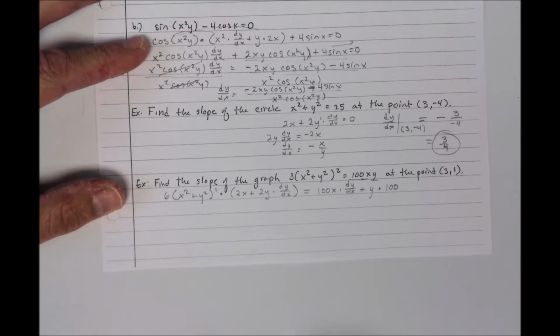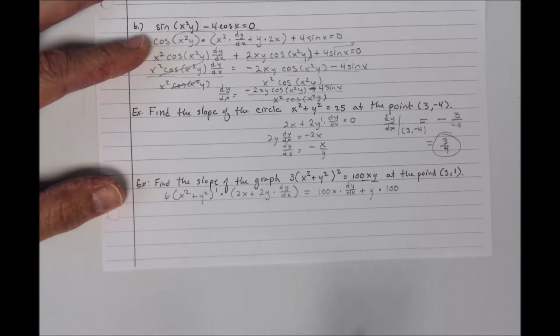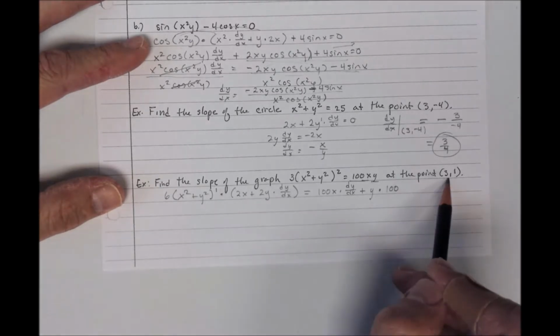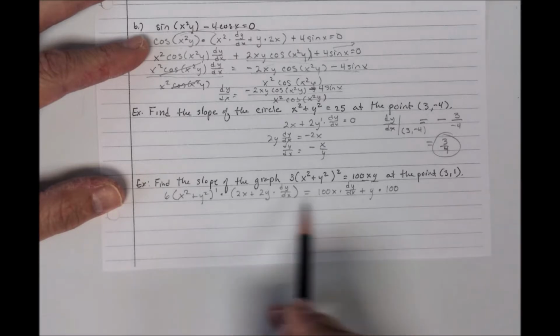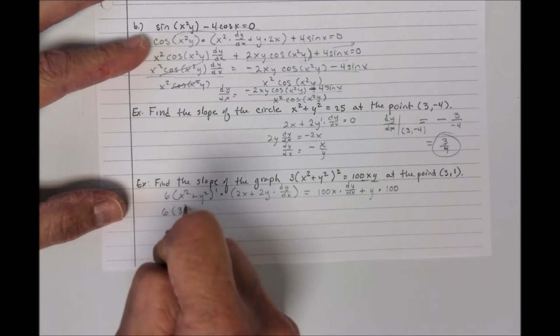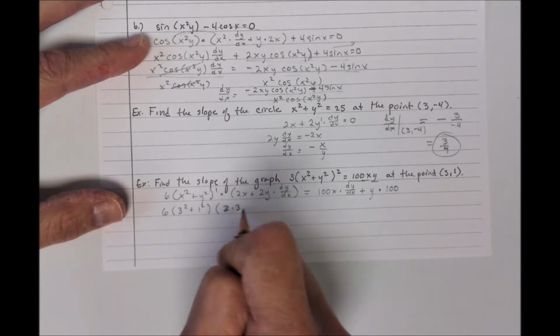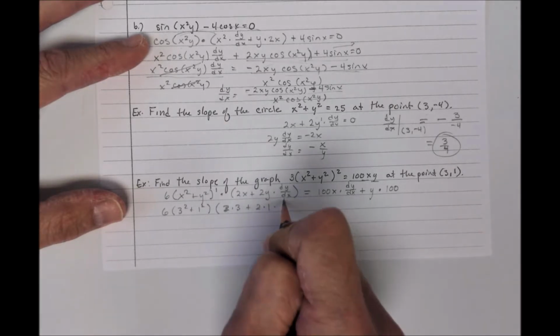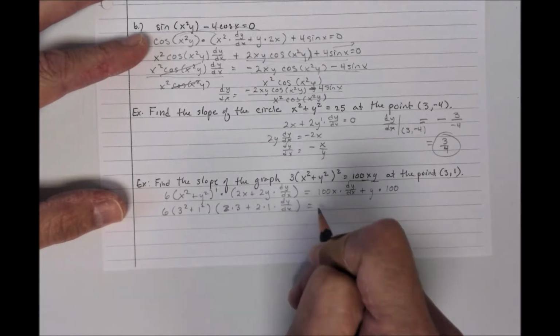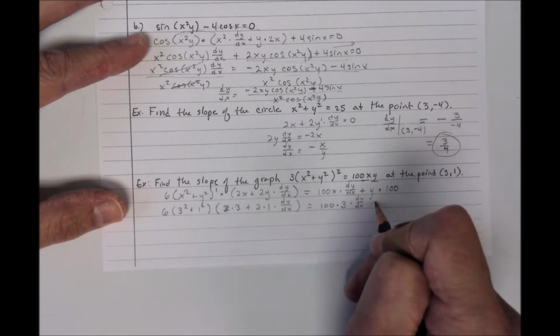Now, it would take a little bit to get dy dx all by itself on one side, as the guidelines for implicit differentiation tell you to do. But we can avoid that because they're not wanting dy dx. They want to know what the slope is at the point 3, 1. So let's just plug 3 and 1 in, and all this stuff is going to simplify, I think, a little bit more nicely. 6 times 3 squared plus 1 squared times 2 times 3 plus 2 times 1 times dy dx is equal to 100 times 3 times dy dx plus 1 times 100.